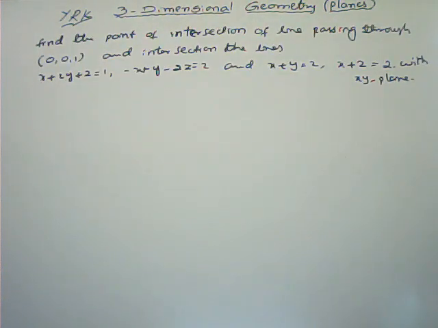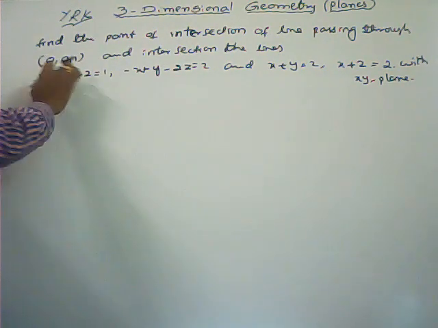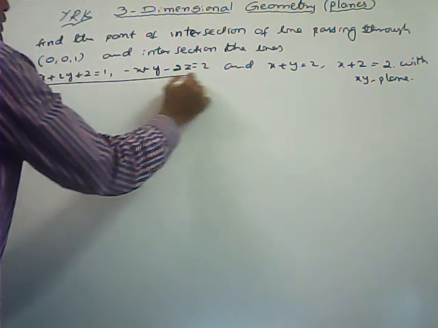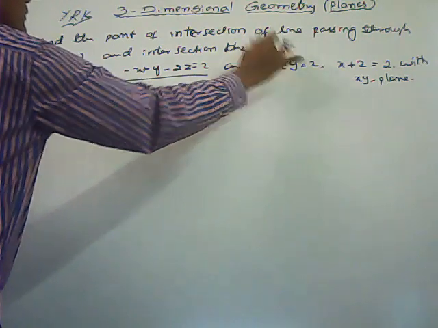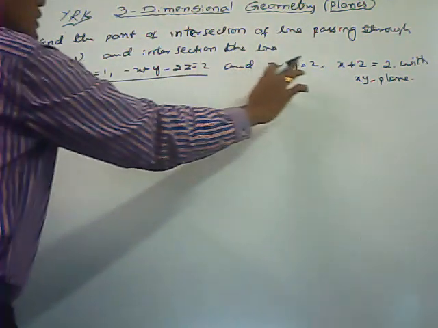Listen, read the question properly. Find the point of intersection of the line passing through (0, 0, 1) and the intersection of the lines. The two lines are given here.